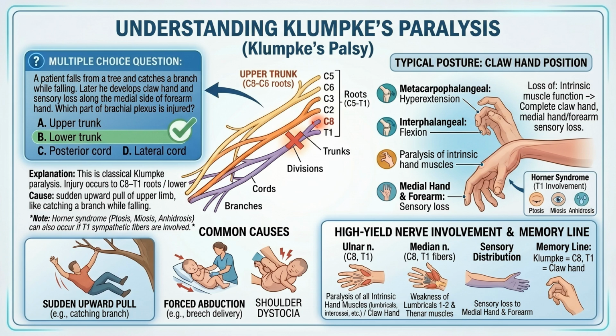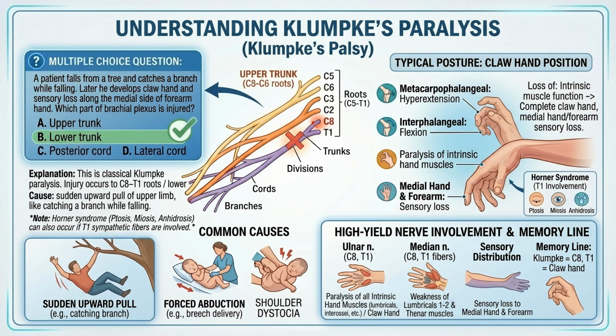The typical posture is claw hand position. In this posture, the metacarpophalangeal joints are hyperextended and the interphalangeal joints are flexed. Why does this happen? Because C8 and T1 supply many of the intrinsic muscles of the hand, mainly through the ulnar nerve and partly through the median nerve. When these muscles are paralyzed, the balance of hand movements is lost and the patient develops a claw hand.